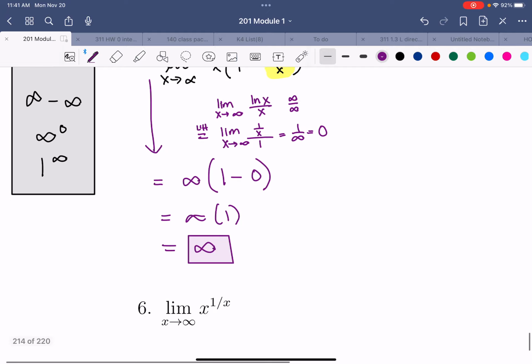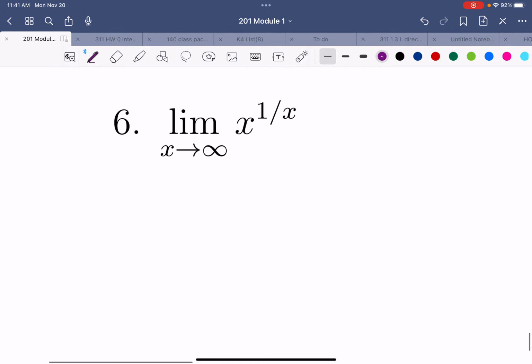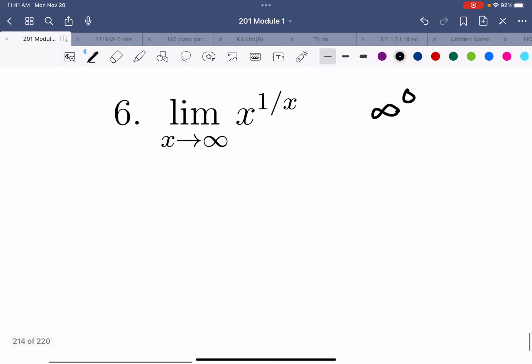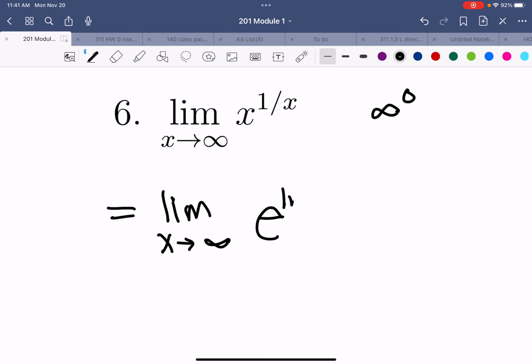Okay. And then lastly, whenever you have powers, here's how we handle powers. When you plug in infinity, this is infinity to the 0. Which means we want to use L'Hopital's to solve this, but we don't have a fraction involved. So here's what we do instead. We're going to use e's and ln's to get the variable out of the exponent. So we're going to do the following. We're going to make this equal to the limit as x goes to infinity, e to the ln of whatever I've got. Okay. So I use both an e and an ln.